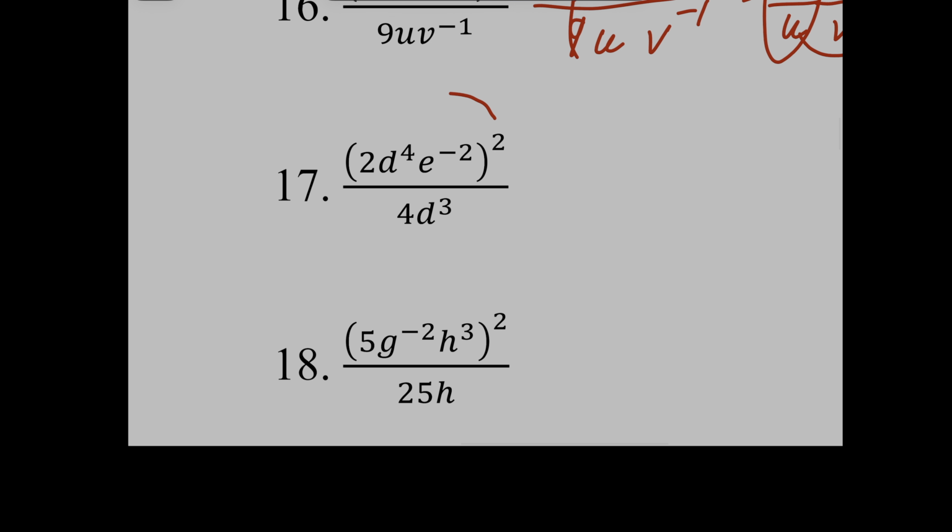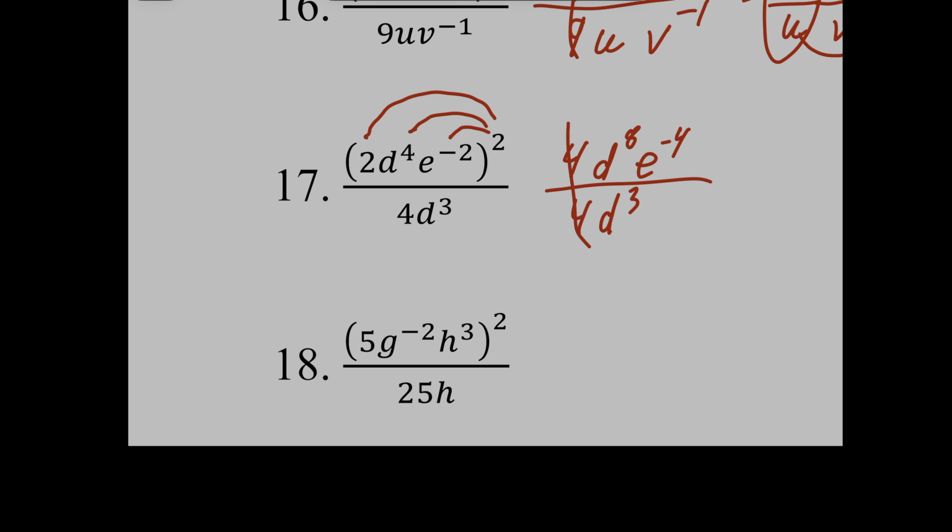Stick with me. I have to square him. I got to square him or her. Okay, so 2 squared is going to be a 4. D to the 4th squared. When it's a power to a power, you multiply. So that's going to be d to the 8th power. And e to the negative 2 squared, multiply. That's e to the negative 4, all over 4d3.